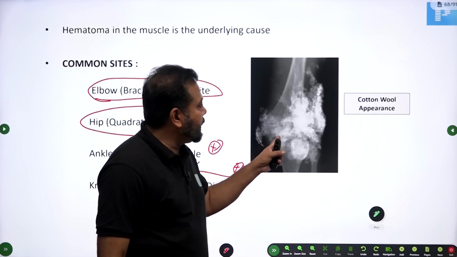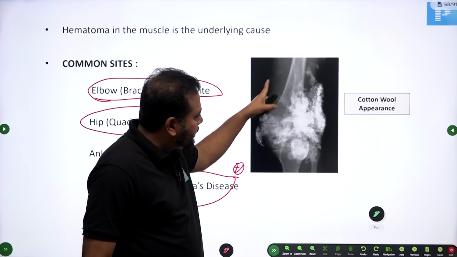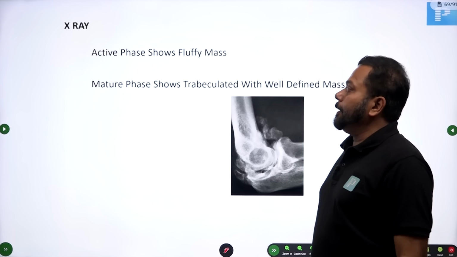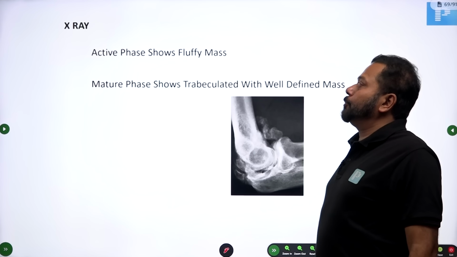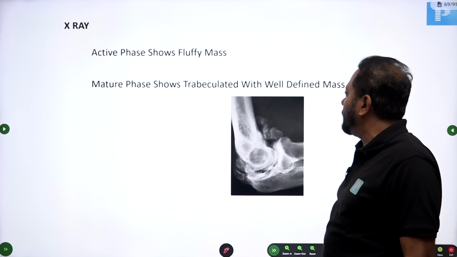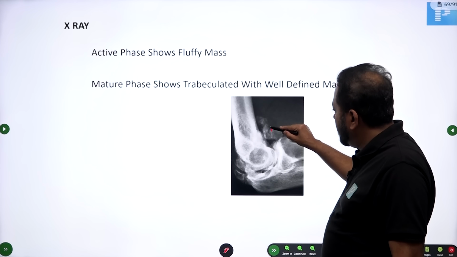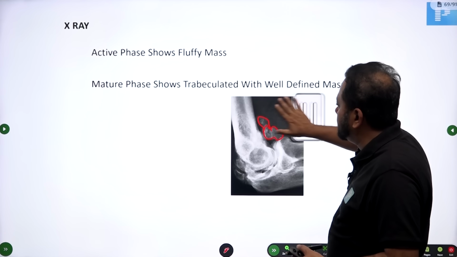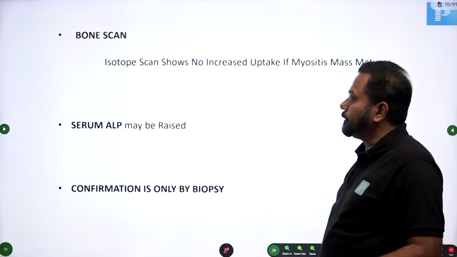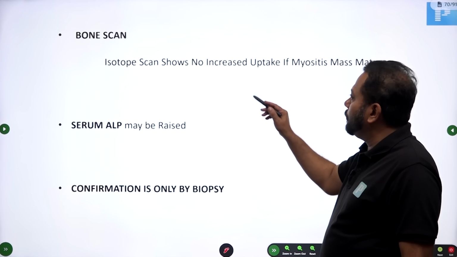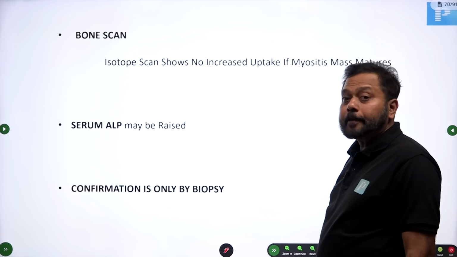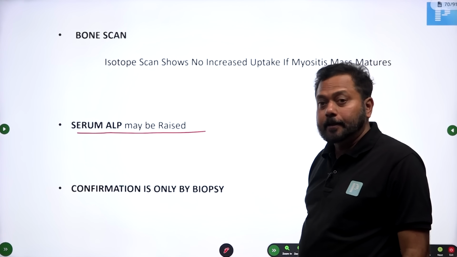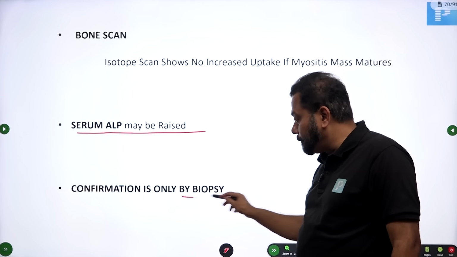And in myositis, you can see a cotton wool appearance around the joint. X-ray active phase shows fluffy mass, mature phase shows trabeculated, well defined. So here you are able to see a well defined calcified mass of the brachialis muscle. This is a mature stage. Isotope scan shows no increased uptake in mature myositis mass. Serum alkaline phosphatase is raised.